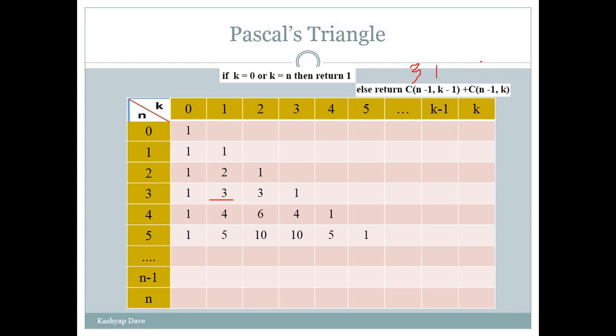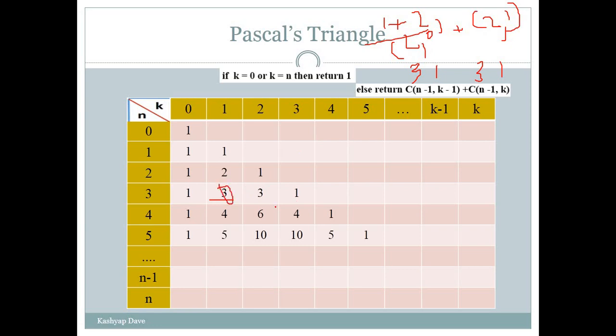For this equation, 3 and 1, directly 3 minus 1 means 2, and 1 minus 1 means 0. And here 2 and 1, we have to add both of them. So at the position 2, 0, we have 1 value, so 1 plus the other position, 2, 1, we have 2 values, so 1 plus 2 is equal to 3 will be there.